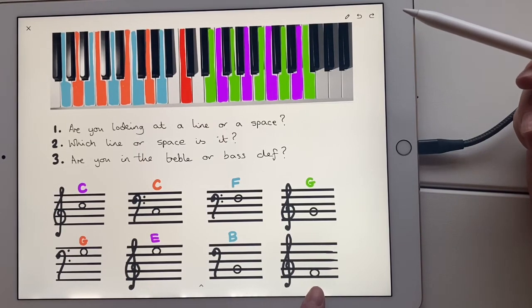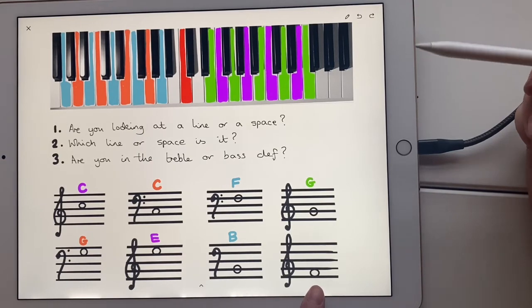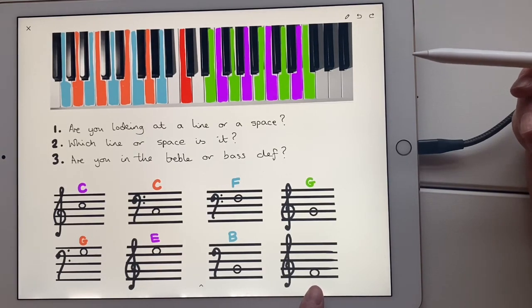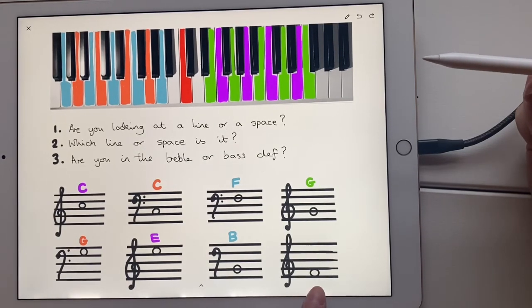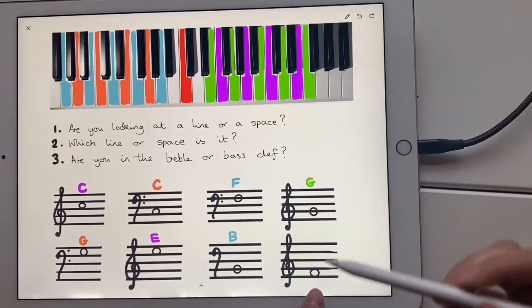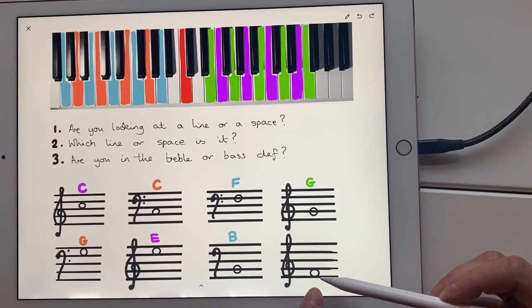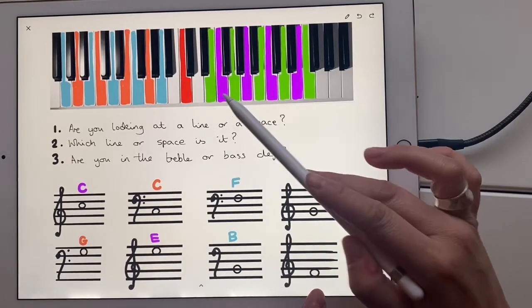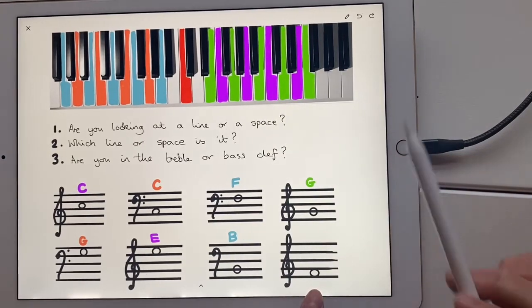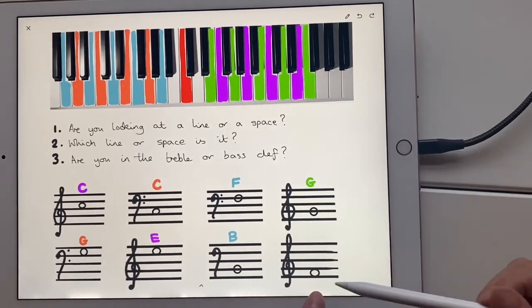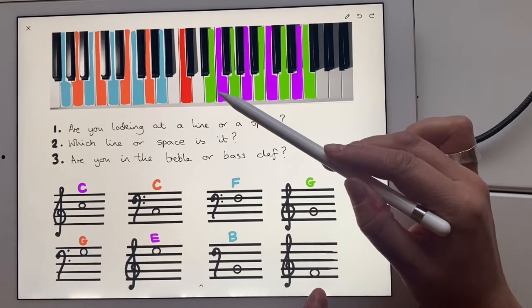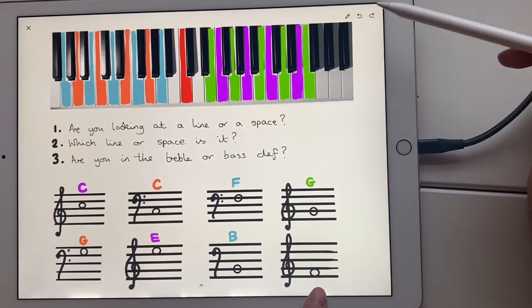Final one. Line or space? Pause now. It is a space. Which line or space? Pause now. It is the bottom space, or else we call it space number 1. Treble or bass clef? Pause now. It's the treble clef. Right. So, we need to think treble clef, spaces. Spaces spell face, F-A-C-E. It's the bottom one, which is the one nearest middle C actually, and that one is the note F.